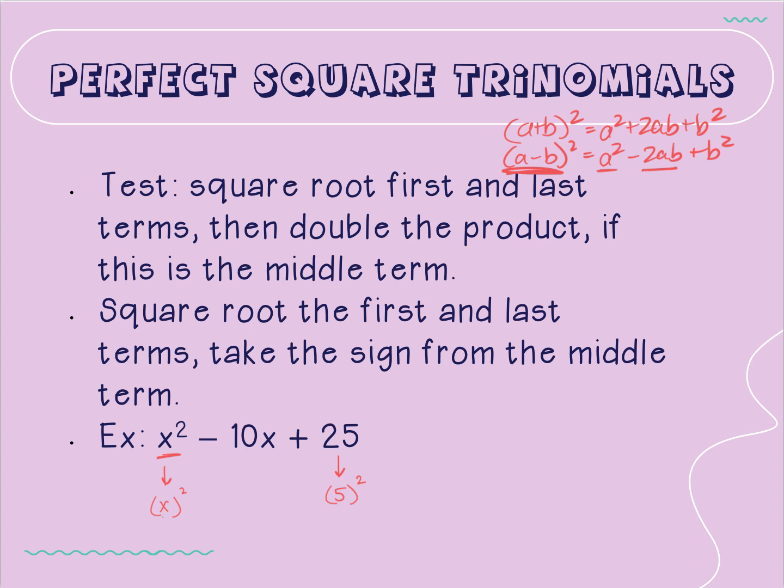So again, if a is x and b is 5, 2 times 5 is 10, and 10 times x is 10x. And notice that this is 2ab. So if it follows that pattern, an a squared, a 2ab, and a b squared, then it's one of these. And then you look at the signs to see which one. Well, it's this one. And so what this means is that my pattern is going to be x minus 5 squared. Those are my factors. This is an x minus 5 times an x minus 5.